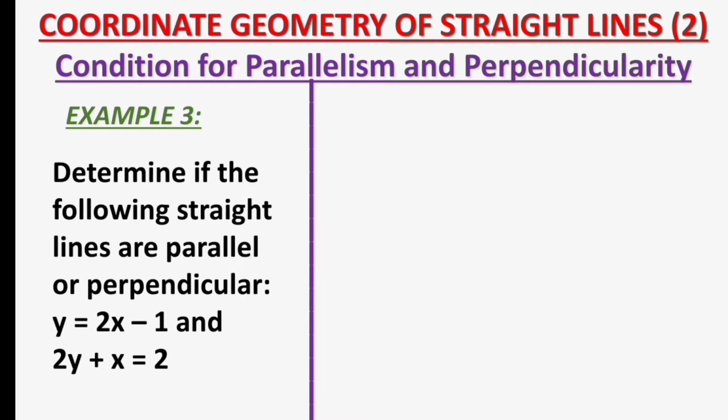Let's see our third example for condition for parallelism and perpendicularity. Example 3. Determine if the following straight lines are parallel or perpendicular. The straight lines are y is equal to 2x minus 1 and 2y plus x is equal to 2. Let's see the solution to example 3.